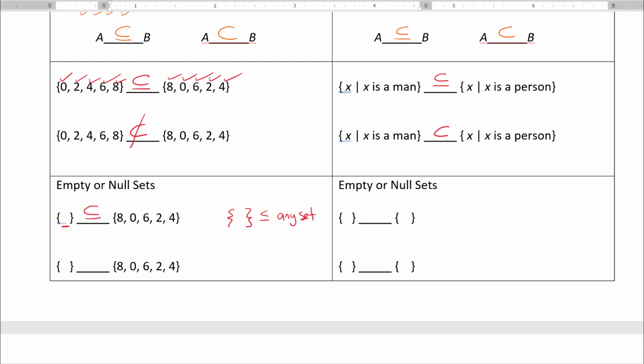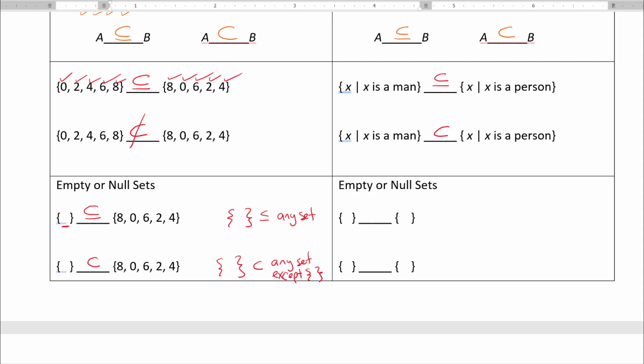Is it a proper subset? Well, yes, because it's not equal to the other set. So the empty set is a proper subset of any set except the null set, or the empty set. Okay.